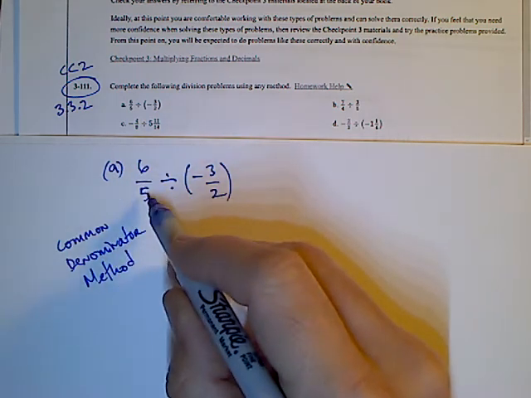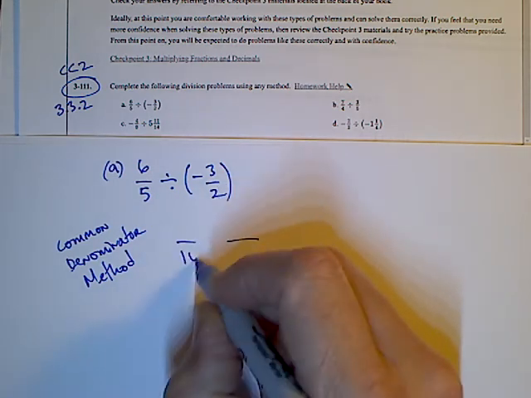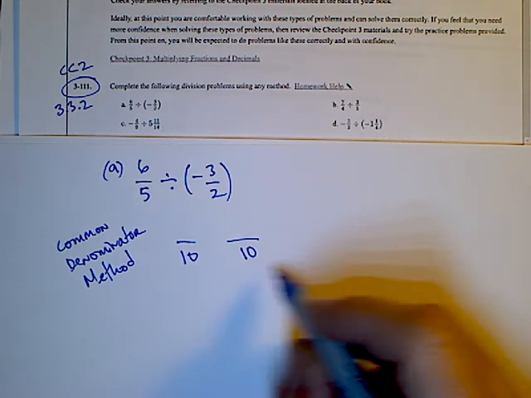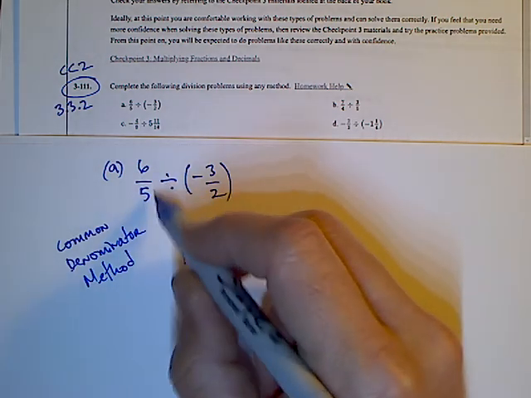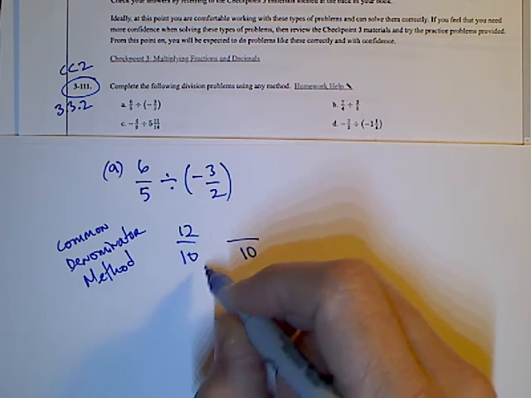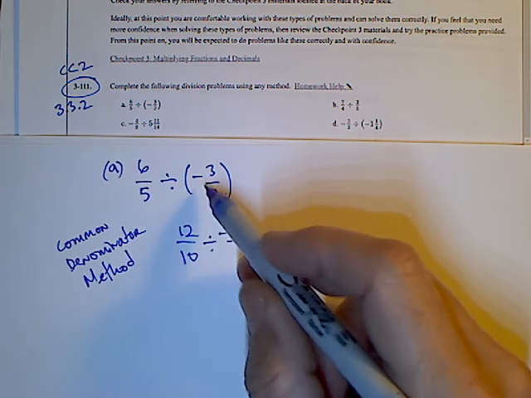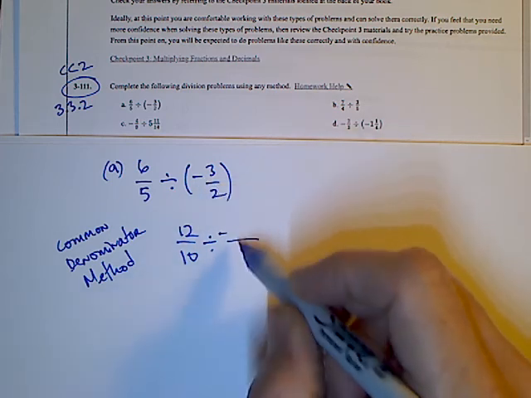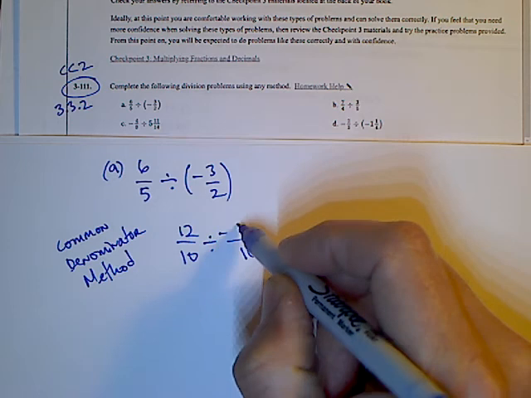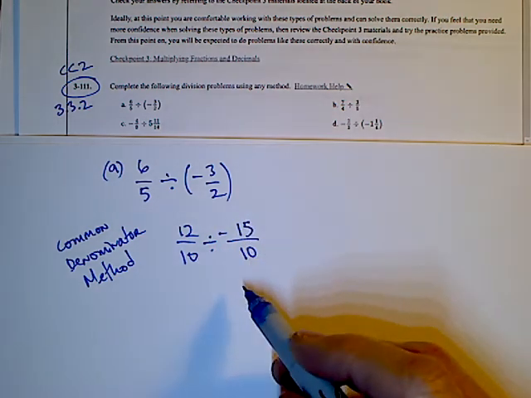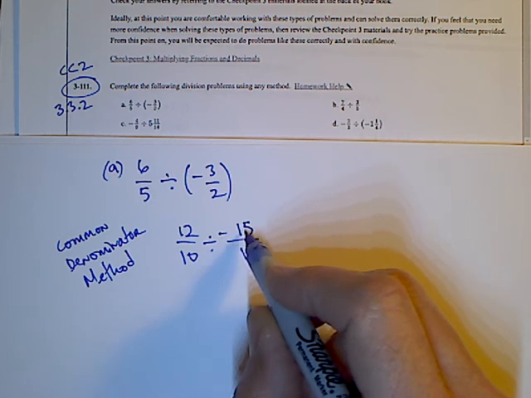First of all, 6 fifths and 3 halves. I need a common denominator, and my least common denominator would be 10. 5 goes into 10 twice, so I multiply top and bottom by 2 to get 12 tenths. Now I'm dividing that, and I still have a negative. Don't forget there's a negative there; I'm going to trail that along. 2 times 5 is 10, so 3 times 5 is 15. Now I have the problem 12 tenths divided by negative 15 tenths.